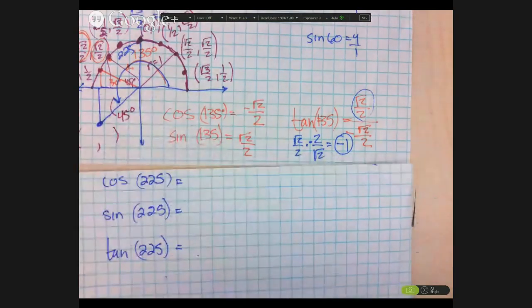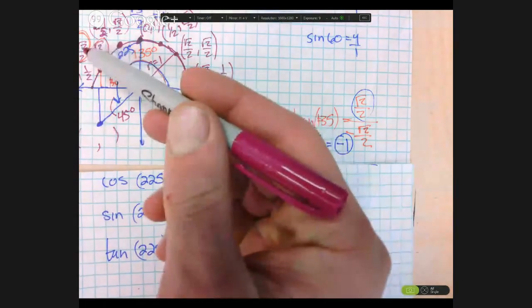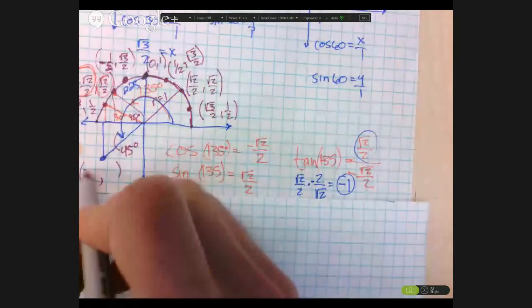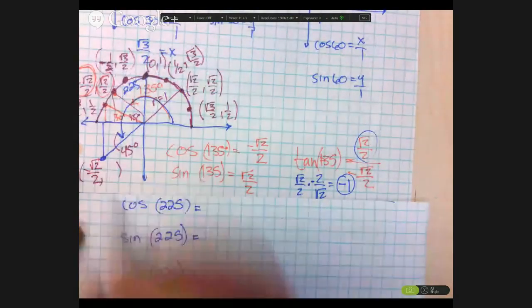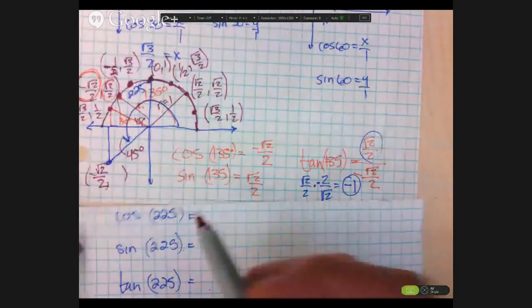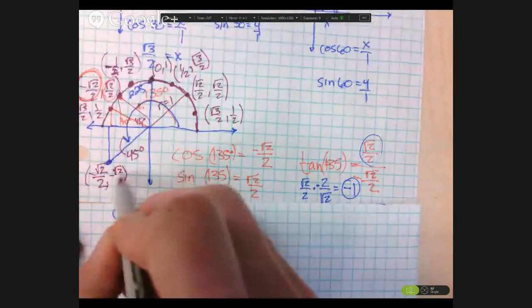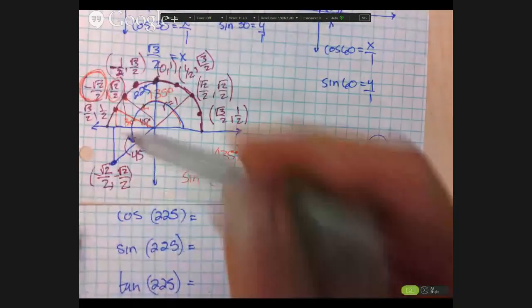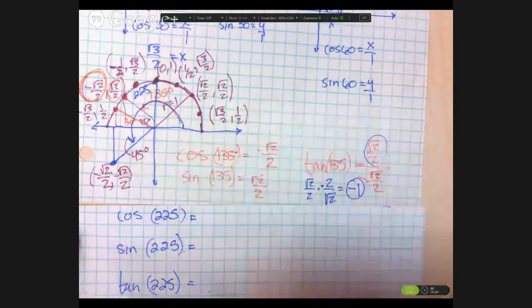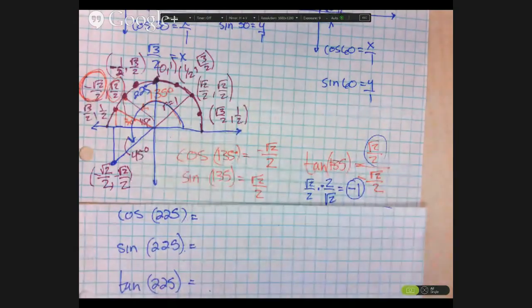What's the x value? It's the same as that x value. Negative root 2 over 2. And what's the y value? Negative root 2 over 2, because it has to be the mirror image of that one. It pops into the negatives. Okay, so do cosine, sine, and tan of 225.